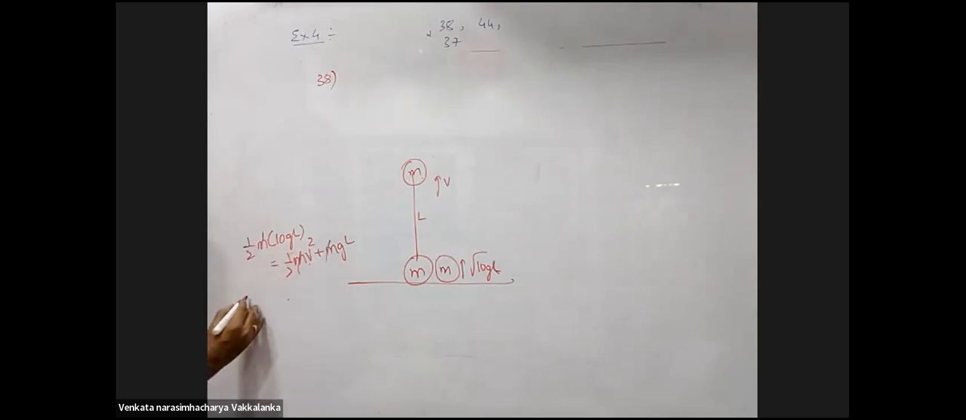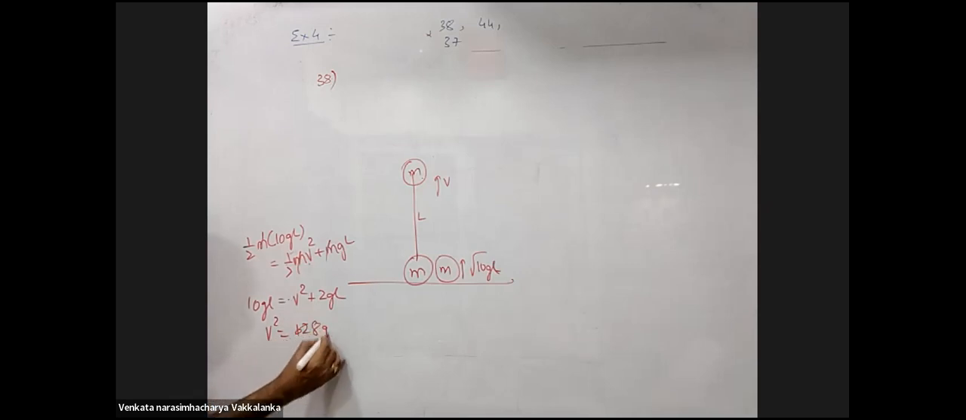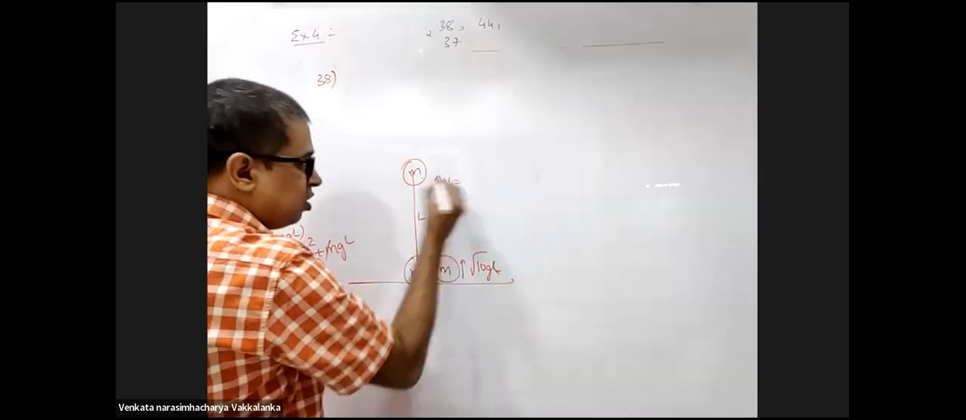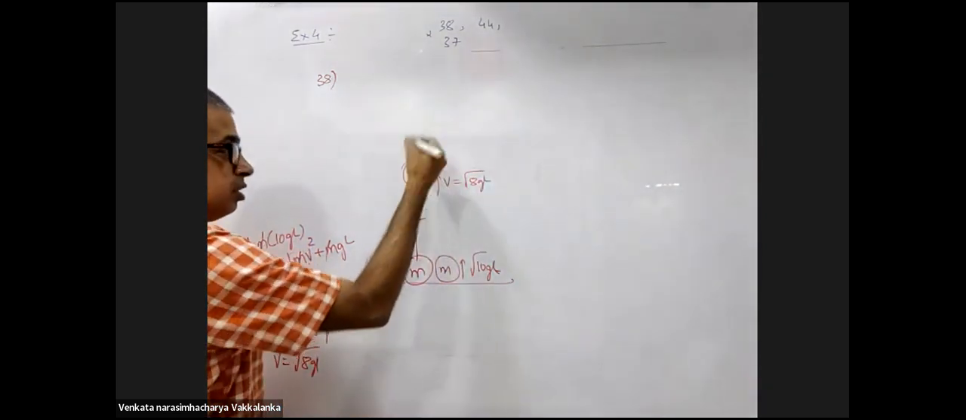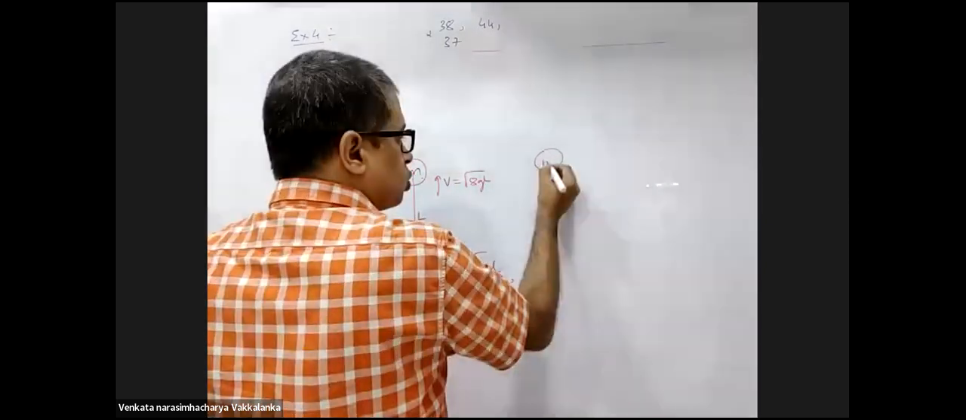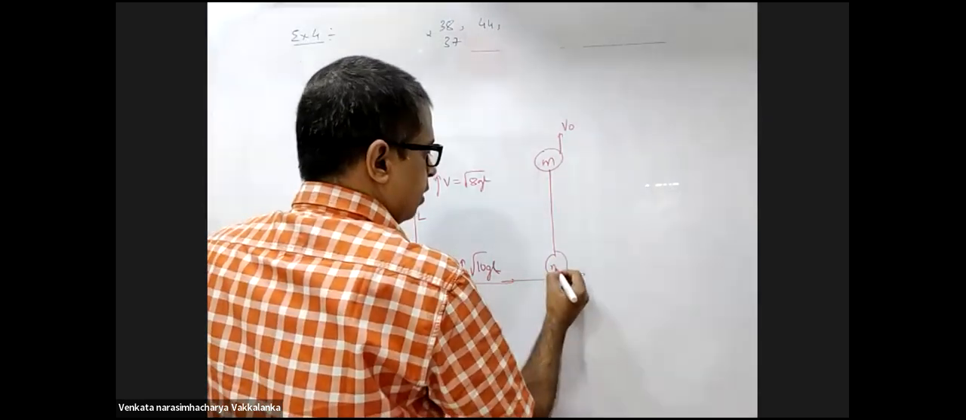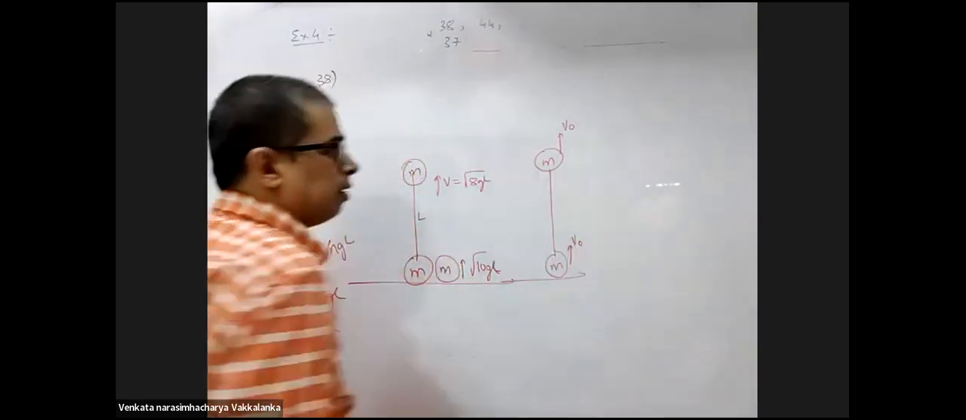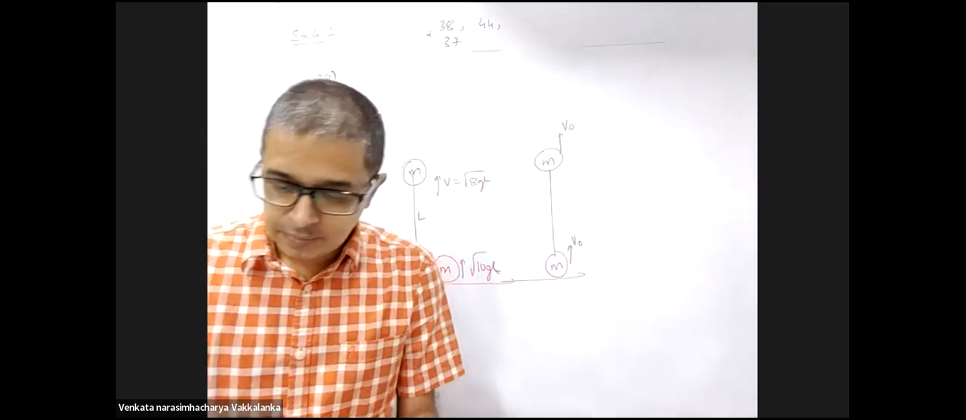m will go, multiply by 2, 10 GL is equal to V square plus 2 GL. V square is, sorry, 8 GL. V is under root 8 GL. The velocity just before the string becomes taut is under root 8 GL. Just after the string becomes taut, I will take this as V0 and V0. ऐसा कैसे ले लूंगी यार? They are two ends of the same string. Yes. Yes, sir.